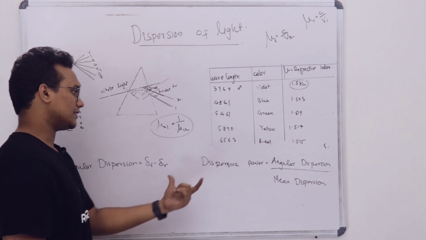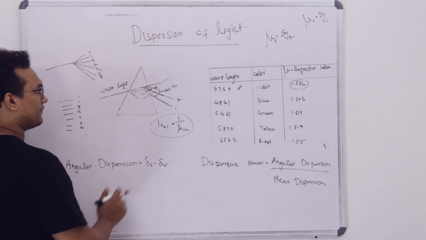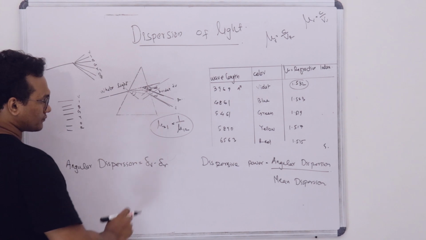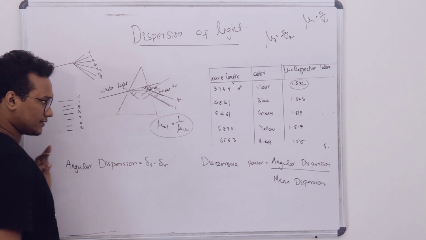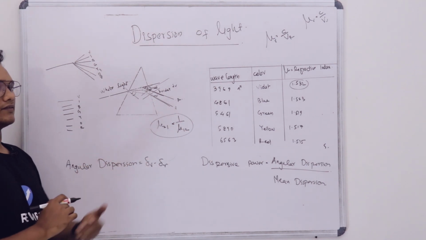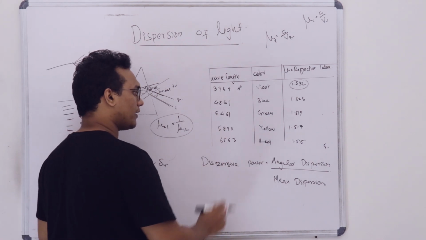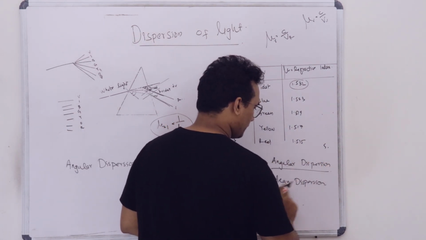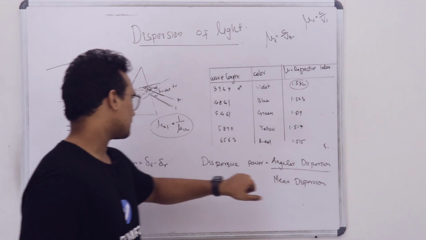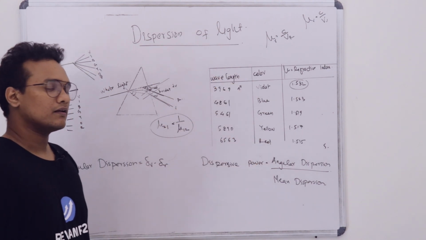Now the next thing is dispersive power. We have different angles of deviation for different colors. Violet has the highest angle of deviation and red has the lowest angle of deviation. Now dispersive power is nothing but angular dispersion divided by mean deviation, and mean deviation is calculated with respect to yellow color light. So we are going to take the mean, and that is with yellow color.